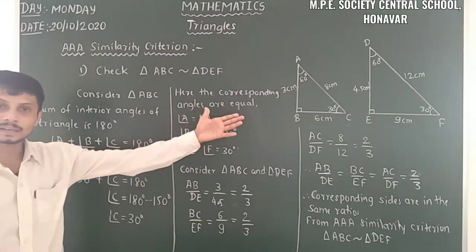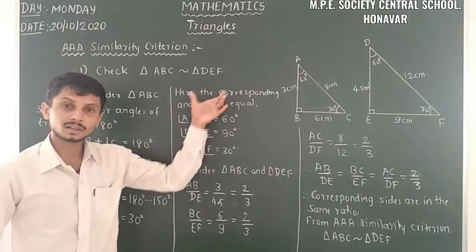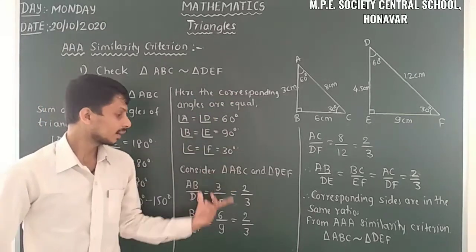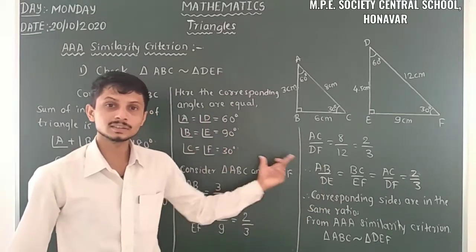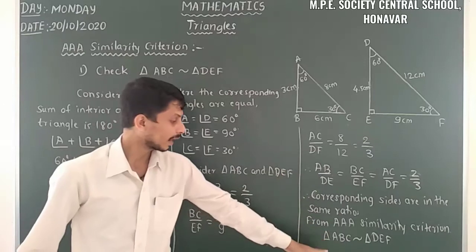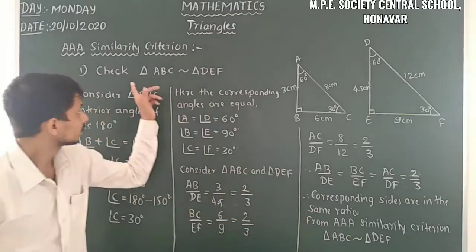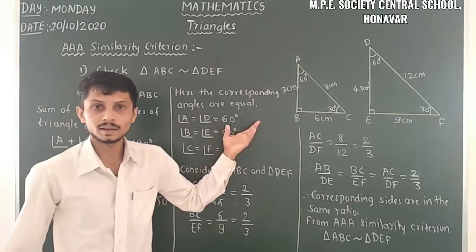Firstly, we calculated the third angle here. After that, we proved that the corresponding angles are equal and also corresponding sides are proportional. With the help of those two conditions from similarity criterion, that is AAA similarity criterion, we have the result, that is triangle ABC is similar to triangle DEF.